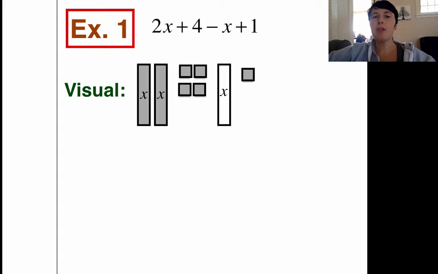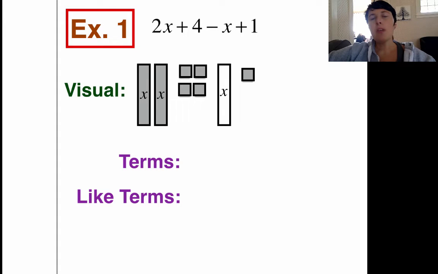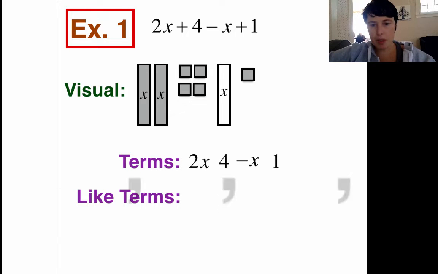But there's also some more things we can do with this problem. We can identify what the terms and like terms are. Terms are all the parts of the expression, so it's kind of like a list of things. In this problem, we have a 2x, so I could write that down as a term. We have a 4, we have a negative x, and we have a 1. So all I have to do is list them out and then put some commas in between them, and those commas just break it up so that it's a list. Those are the terms of the problem.